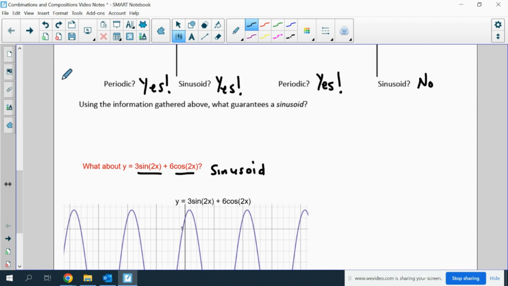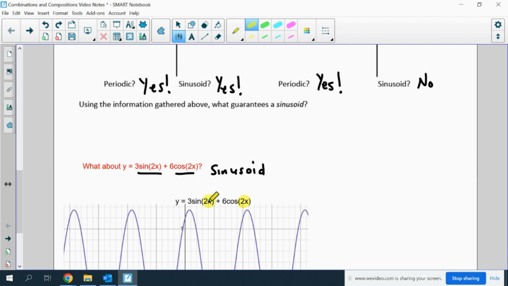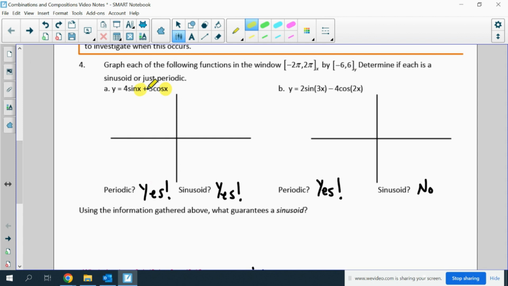So in this case, what guarantees a sinusoid appears to be that the numbers on the inside, the angles, have to be the same. So the periods of both of these things have to be identical. Notice that the period of this is pi. The period of both of these is 2 pi, whereas the periods of these are different. Because the periods of these are different, even though it's periodic, it repeats itself in a different pattern, and so we end up with something that's not sinusoidal.